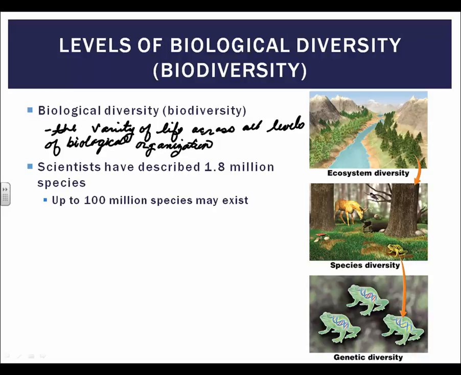So we can look at species, we can look at genes, we can look at the level of populations or communities. Scientists have described 1.8 million species, and we believe that there could be up to 100 million species that may exist, and we just don't know. One location that is extremely diverse is tropical rainforests or coral reefs. They have the highest biodiversity in the world. First is coral reefs, and the second is tropical rainforests.